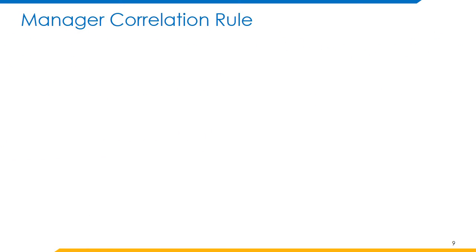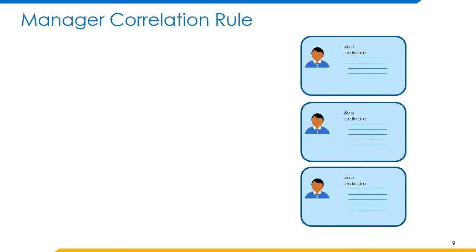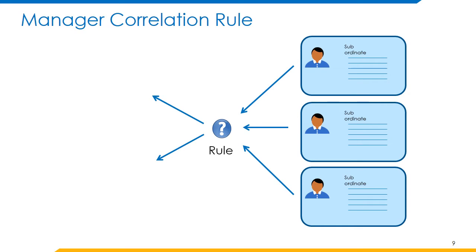The manager correlation rule usually runs during the refresh task. This rule helps us customize how Identity IQ finds the manager of a specific identity cube. This rule provides us the connector that is being used for the application object, the link that is representing the application account under consideration, and the current value of the manager attribute at the identity cube.